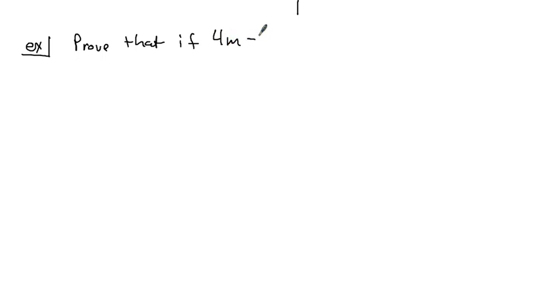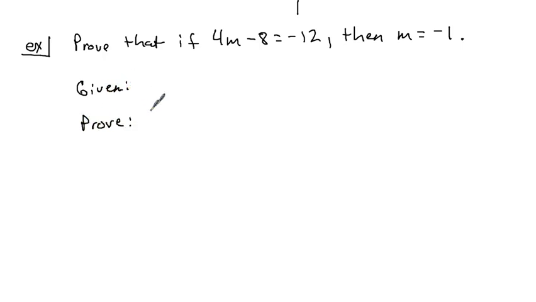It says prove that if 4m minus 8 equals negative 12, then m equals negative 1. And so what we want to get used to seeing and doing is writing down what our given information is and writing down what we're being asked to prove. So we're given the fact that 4m minus 8 equals negative 12. We're being asked to prove the conjecture that m equals negative 1.